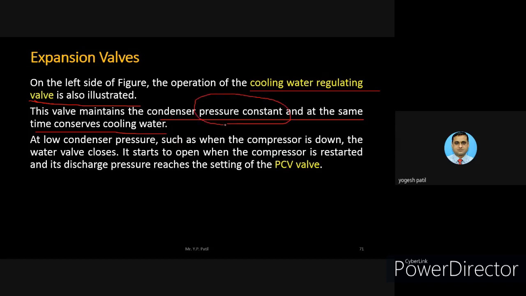What happened? The effect of this pressure in the condenser: there is action required to be taken based on the changes in the pressure in the condenser. So what happened at low pressure? For example, there is a low pressure in the condenser, such as when the compressor is down. The pressure in the condenser is based on the output of the compressor, because the compressor is connected to the condenser. So when the speed of the compressor gets reduced or sometimes goes down, then obviously the pressure in the condenser also reduces.